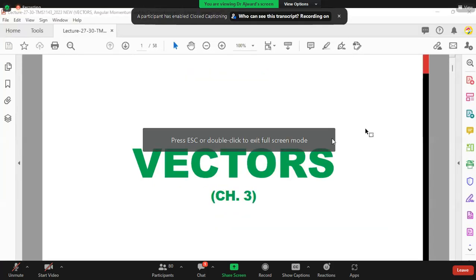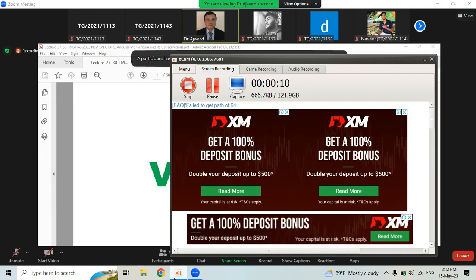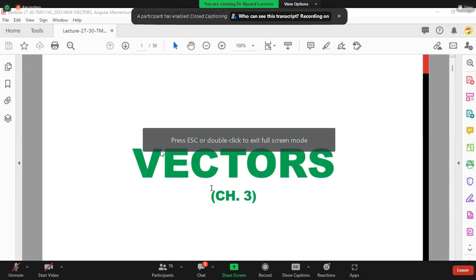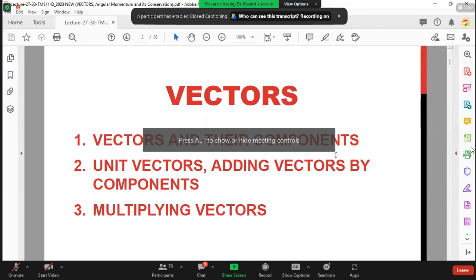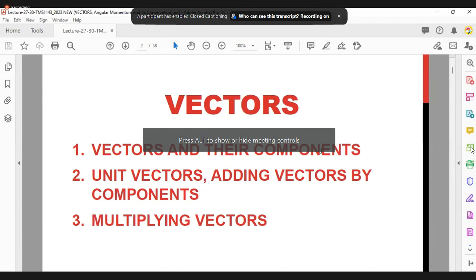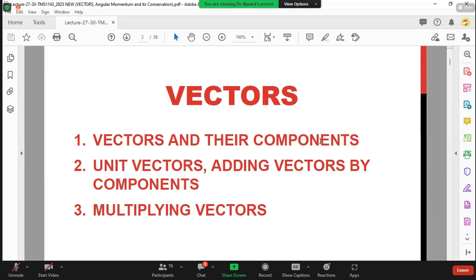That is in the Sinhalese or Tamil or whatever language that you use during A level. If you used English, of course, you should have heard about vectors. So here we will be covering these things: vectors and their components, the second one, unit vectors and adding vectors by components, and the last but not the least is multiplying vectors.